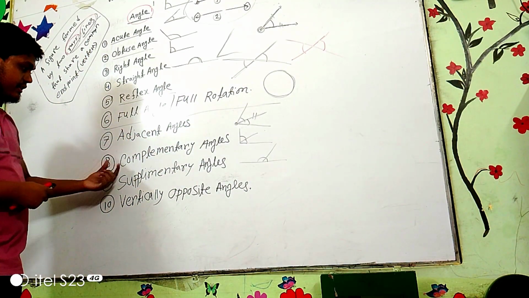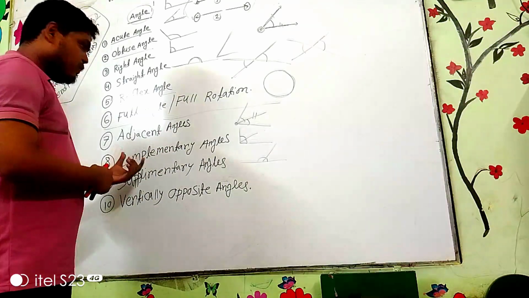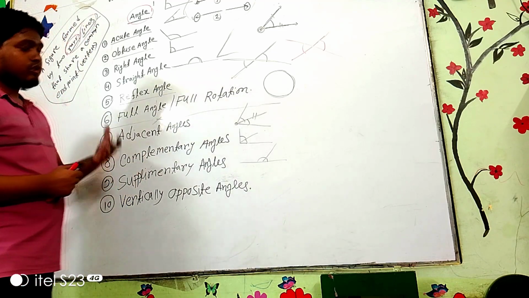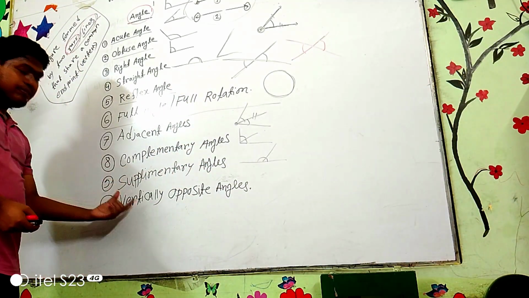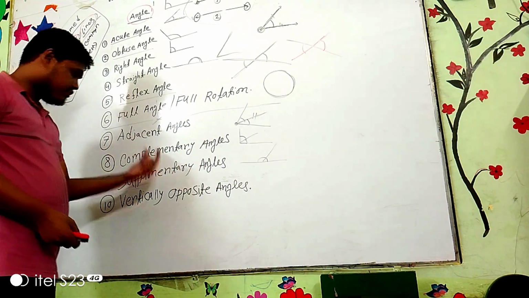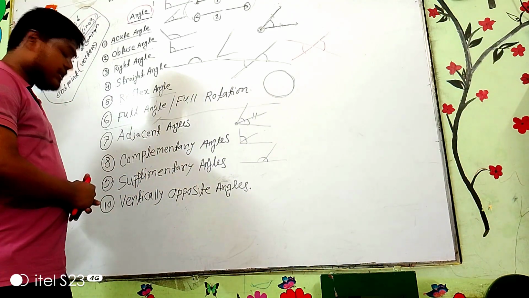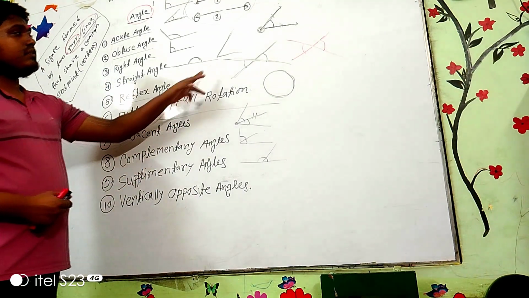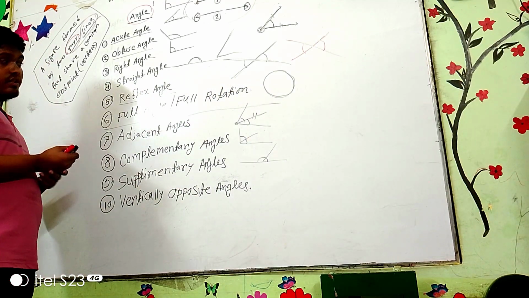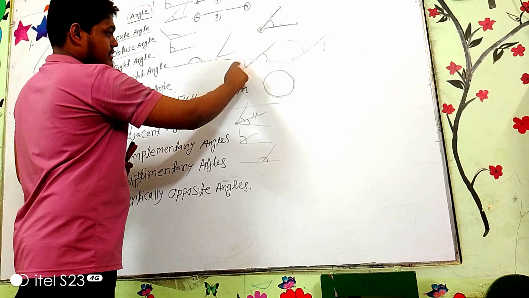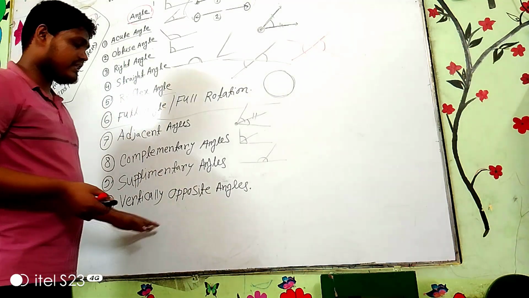Complementary angles. What is complementary angles? When two angles add up to 90 degrees, it's called complementary angles. Supplementary angles, when two angles add up to 180 degrees, it's called supplementary angles. And vertically opposite angles, when two lines cross, two angles are opposite each other, then they are called vertically opposite angles.